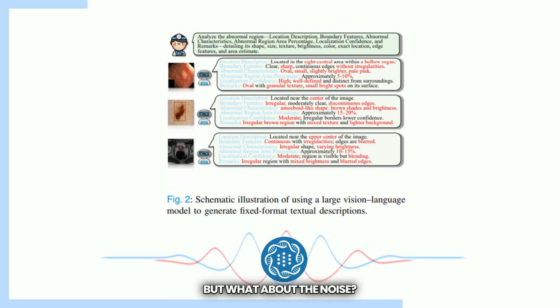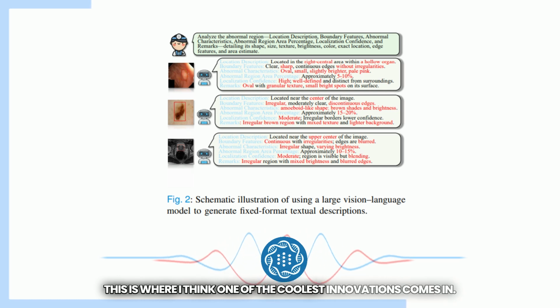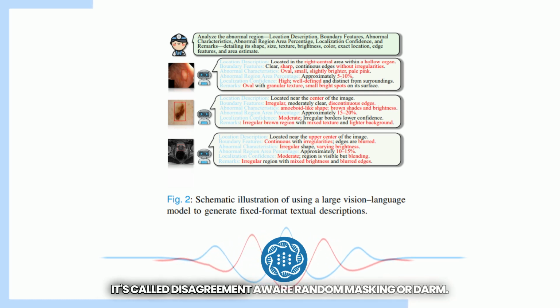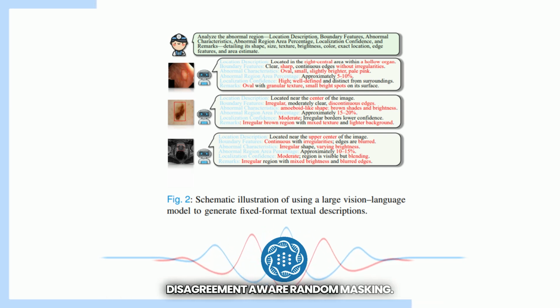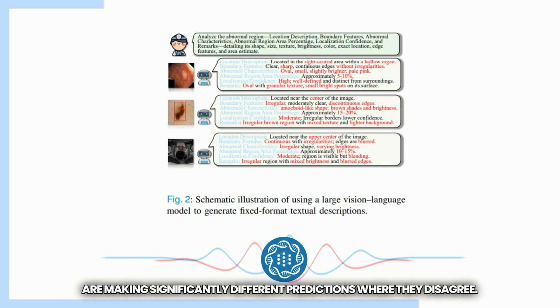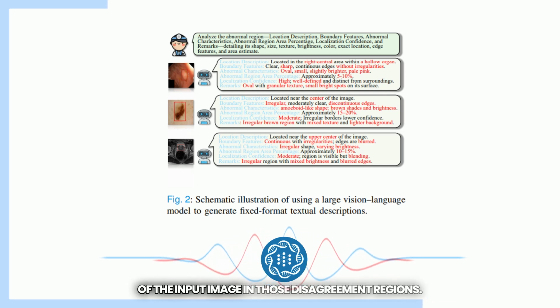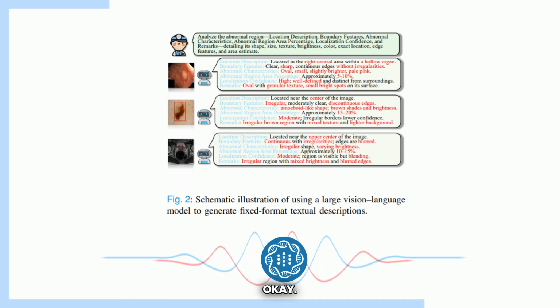But what about the noise? What about those gaze points that might just be wrong? This is where I think one of the coolest innovations comes in. It's called disagreement-aware random masking, or DARM. Disagreement-aware random masking. Okay, sounds interesting. What it does is it looks for areas where the teacher and the student are making significantly different predictions, where they disagree, and then it randomly hides or masks parts of the input image in those disagreement regions. Whoa, okay. Why do that?